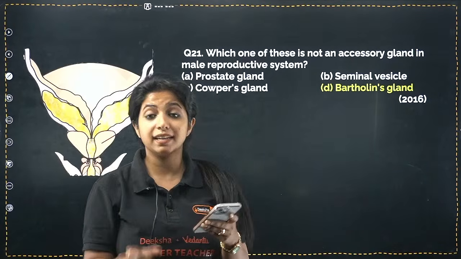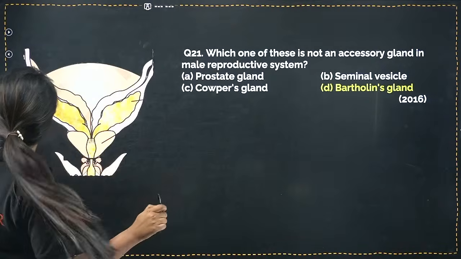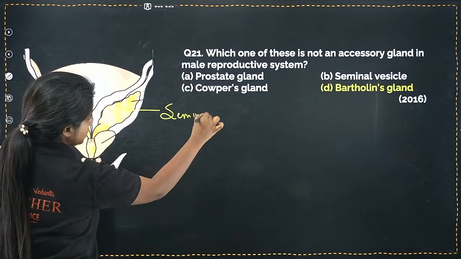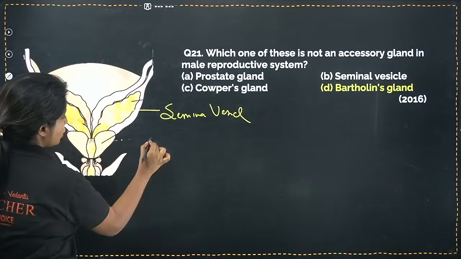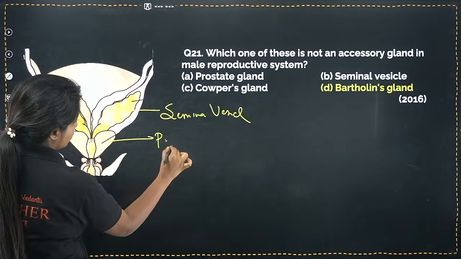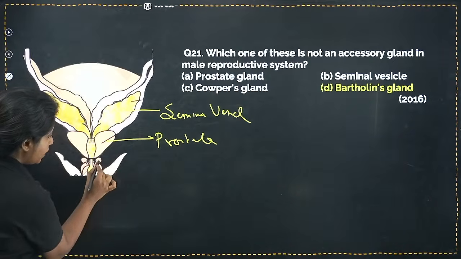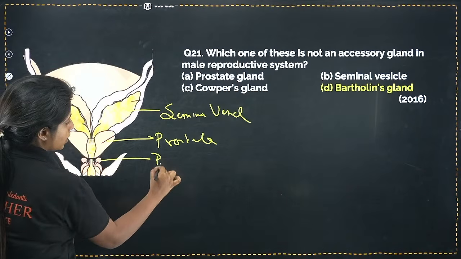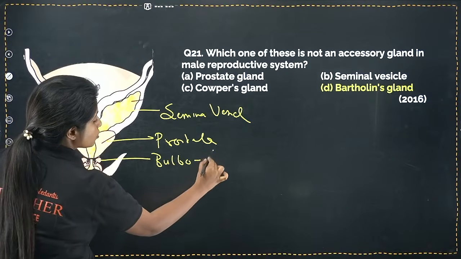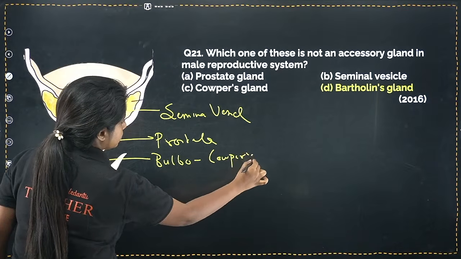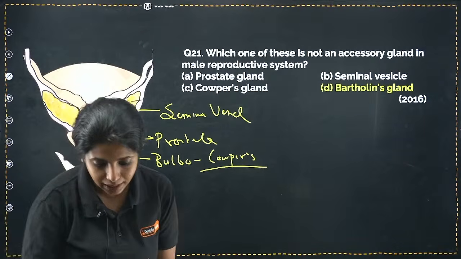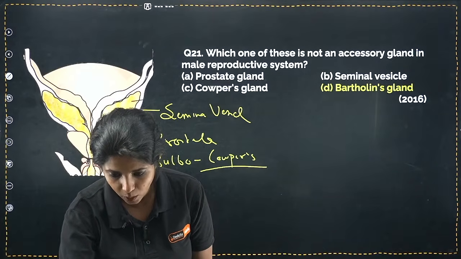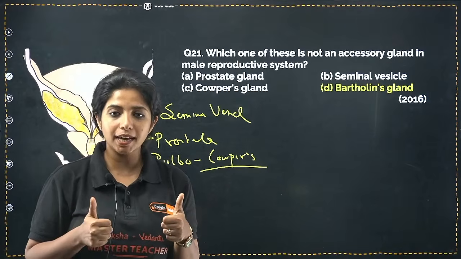Ma'am, what is Cowper's gland? Cowper's gland is the bulbourethral gland. Listen, we have three glands in the case of male. This is going to be your seminal vesicle. This is going to be your prostate gland. And finally, this small thing that you see over here is known as bulbourethral. It looks like a bulb, right? Sometimes it is also known as Cowper's gland. Three of them are going to release their secretions. Okay, clear? Let's go ahead then.